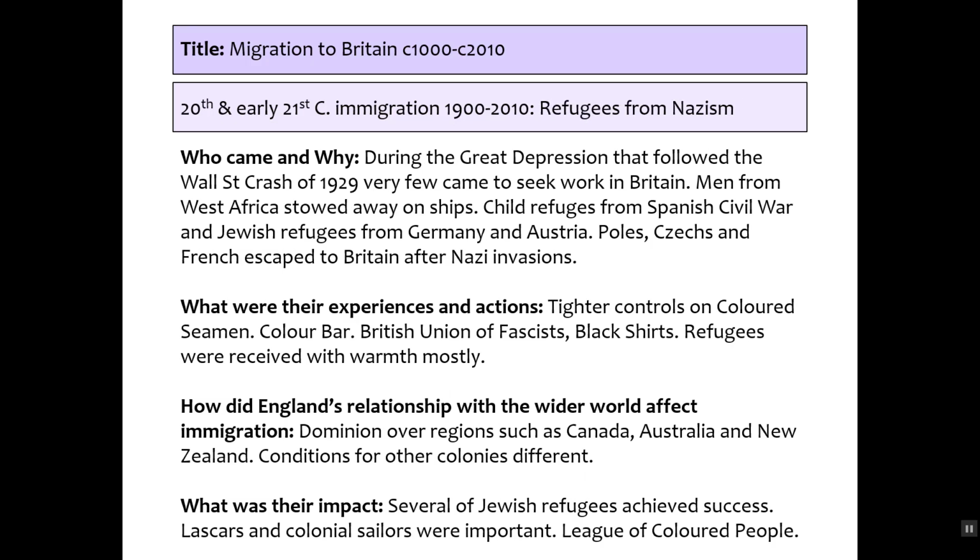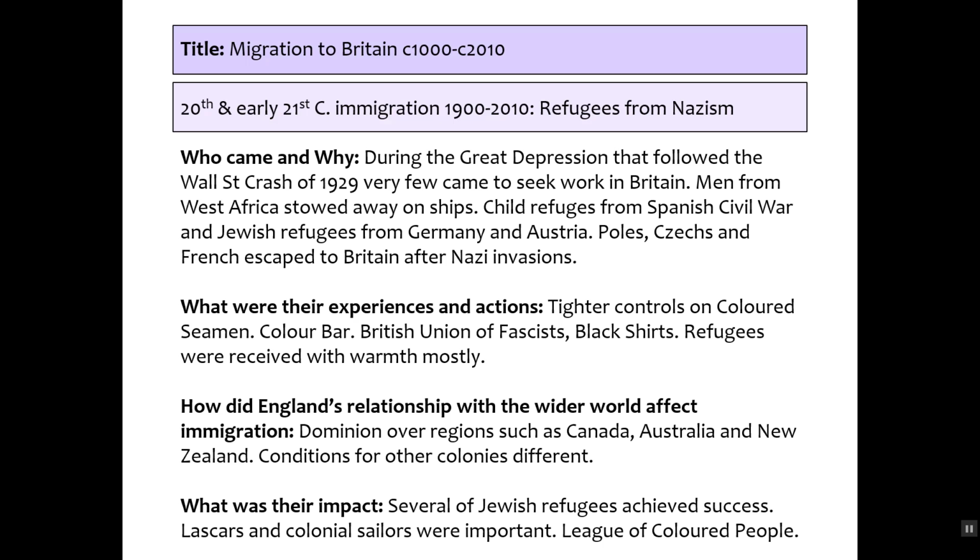Now, in World War II, we've got refugees from Nazism. We've got a massive change in Britain's relationship with the world. Britain gives dominion to countries like Canada, Australia, New Zealand, white countries, whereas the other colonies that are black are treated very differently. Who comes to Britain?